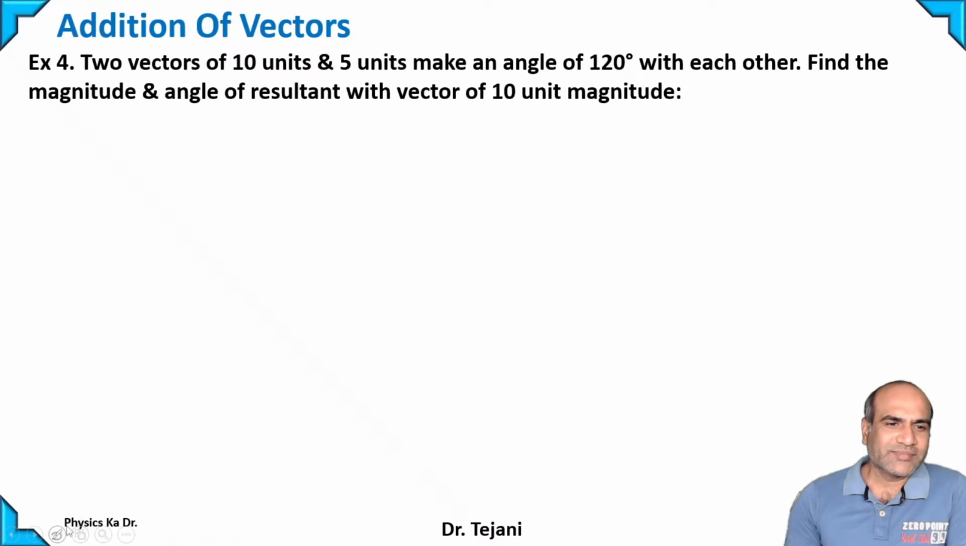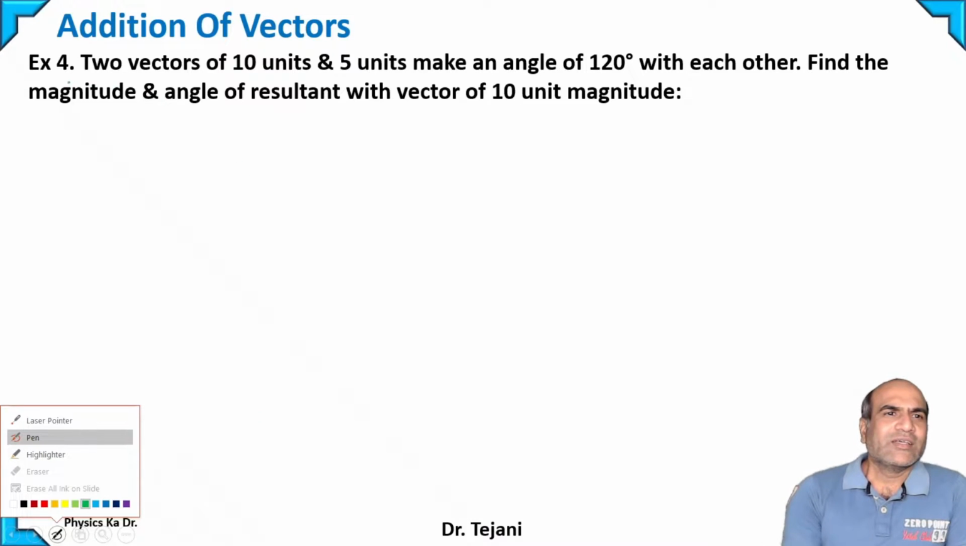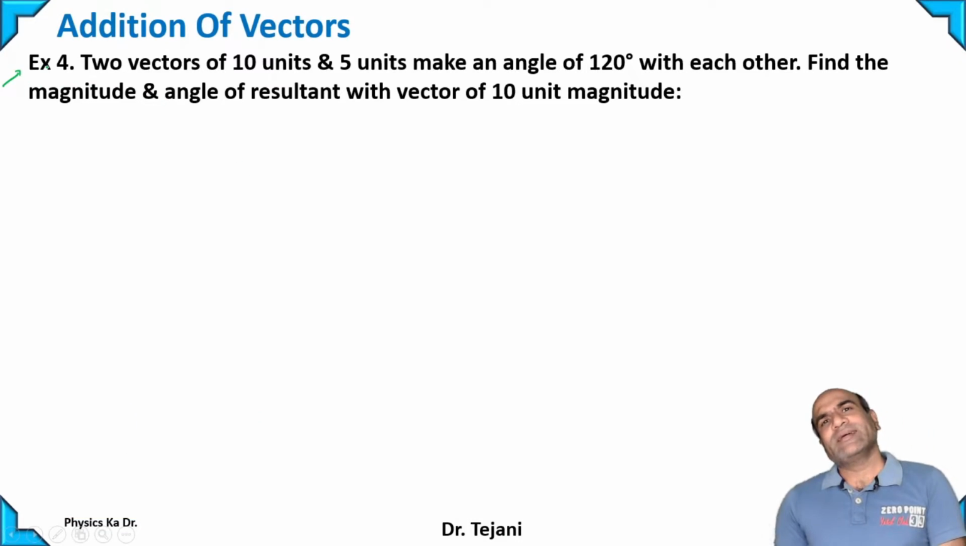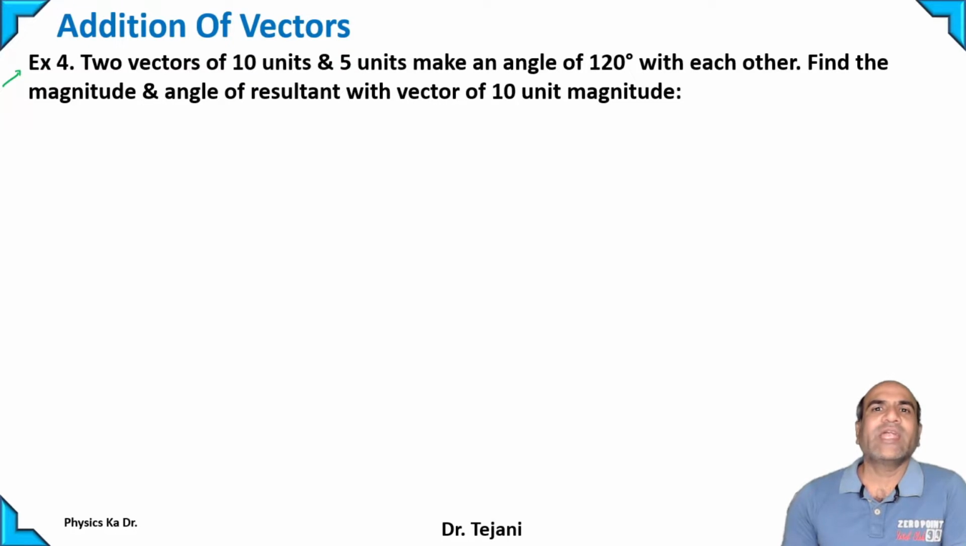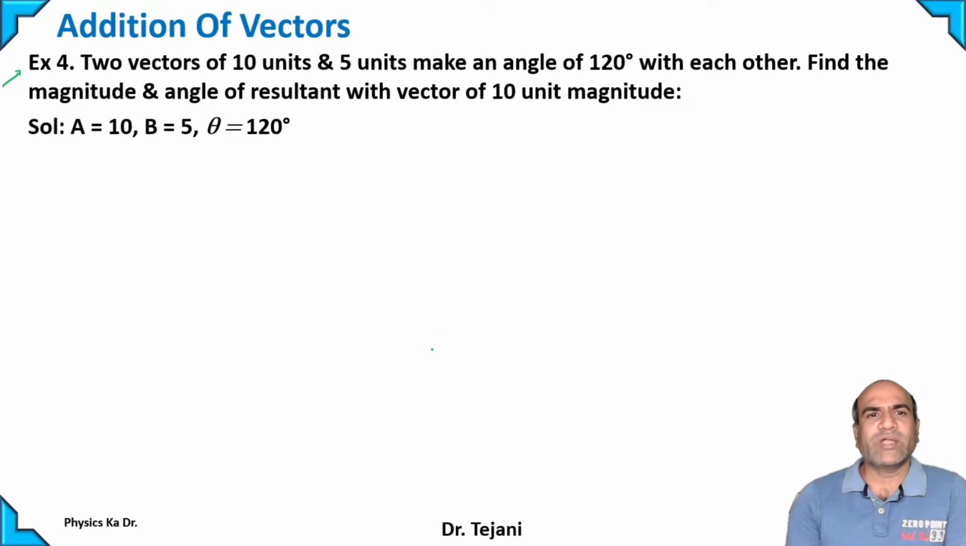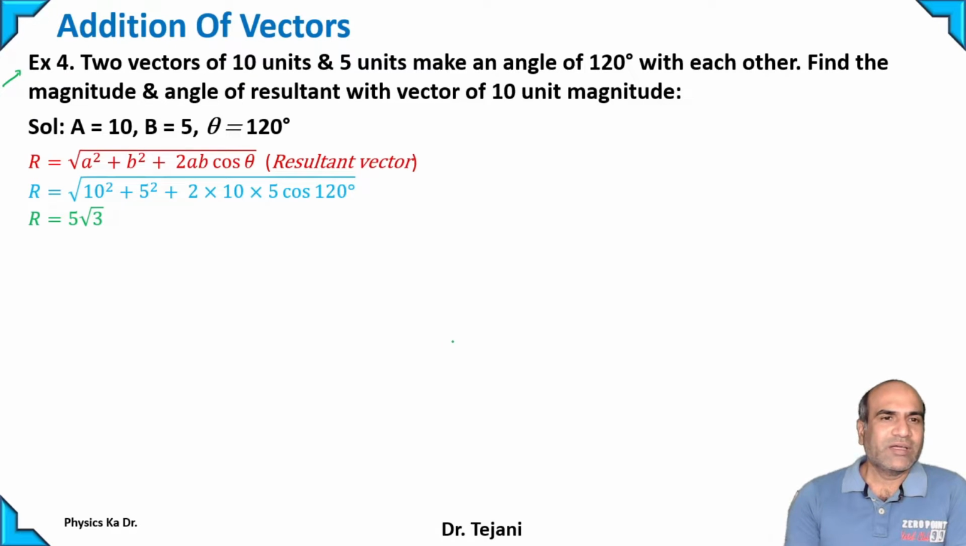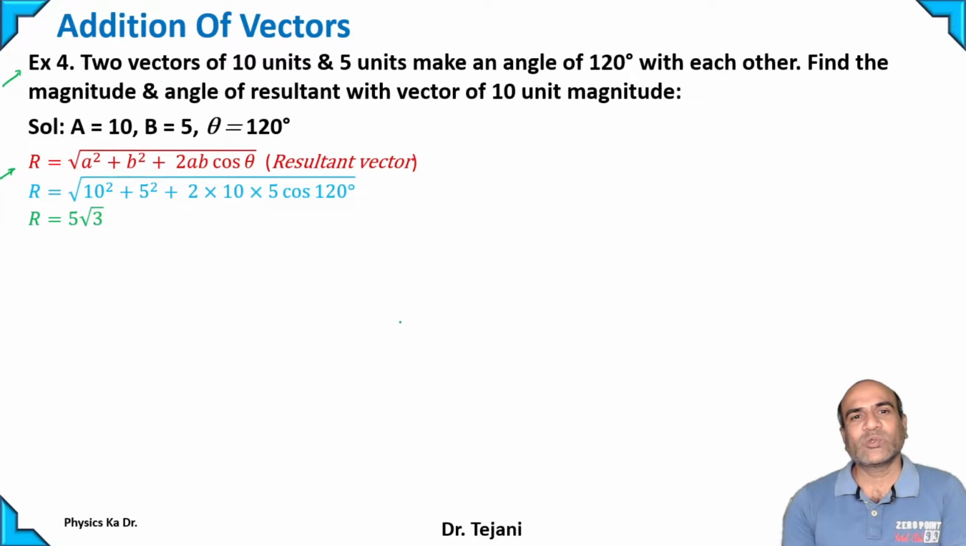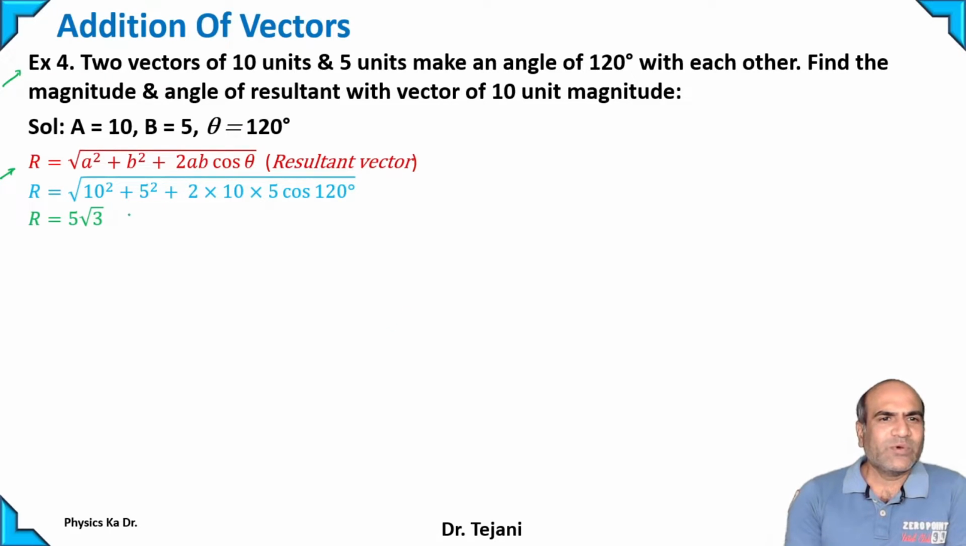So, an example: two vectors of 10 units and 5 units make an angle of 120 degrees with each other. Find the magnitude and angle of the resultant. We know the given data: A is equal to 10, B is equal to 5, theta is equal to 120 degrees. Put in the equation: R is the root of A square plus B square plus 2AB cos theta. Then put in the values: A is 10, B is 5, and theta is 120.